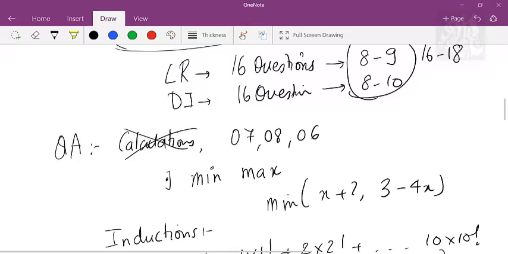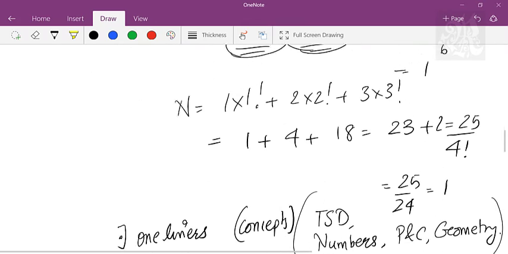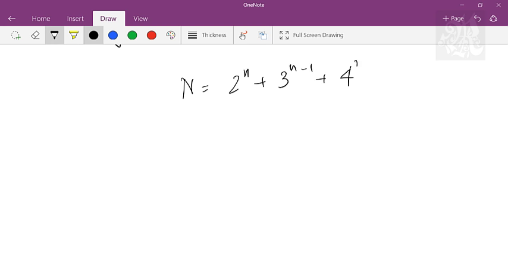And when it comes to quant, focus on induction based questions. Okay, use values. For example, if they ask you something like, where n is equal to 2 raised to n plus 3 raised to n minus 1 plus 4 raised to n into 2, something like that, when n is a natural number, substitute n is 1, and you can go ahead with these kind of things.